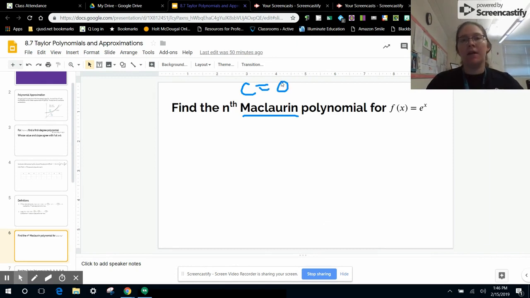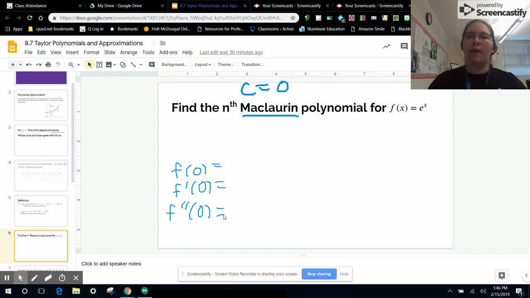So we need to know a few things to be able to find this polynomial. We need to know what f of 0 is, what f prime of 0 is, and what f double prime of 0 is. And we go as far as we need to see a pattern. If we see a pattern, then we can represent that for the nth term. So f of 0 is really straightforward. It's just e to the 0, and that's 1.